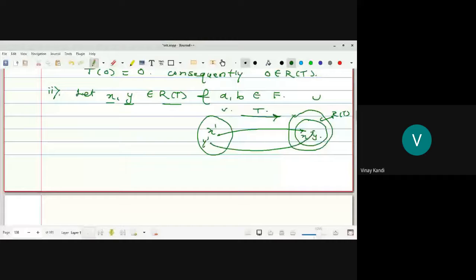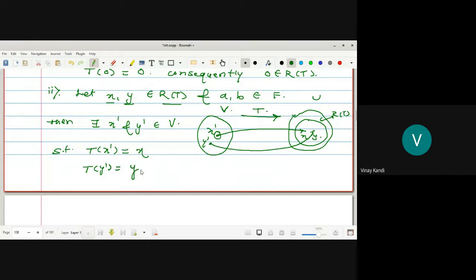So if X and Y belong to R of T and a and b belong to the field F, then by the definition there exist x dash and y dash belonging to capital V, and small a and small b belonging to capital F. Instead of writing this, only write this: there exist elements x dash and y dash belonging to capital V such that T of x dash, the image of that x dash, is equal to X, and the image of y dash is equal to Y. Give it equation number 1, for both.